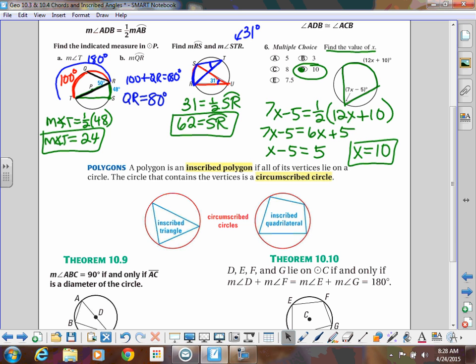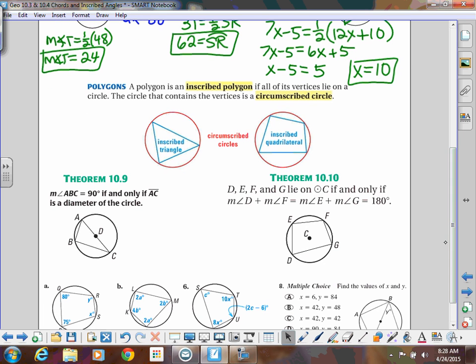So some more vocabulary that we need to talk about is an inscribed polygon. Inscribed means it's drawn inside of something. So an inscribed polygon means it's inside of a circle. So here's a triangle where the vertices all touch the edge of the circle. And then here's a quadrilateral where all the vertices touch the edge of the circle. So that's what we call an inscribed polygon.